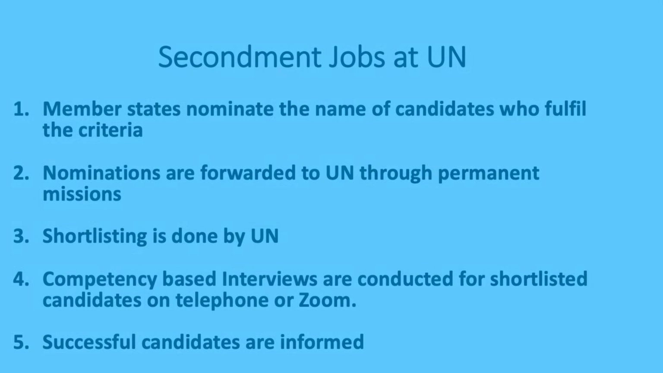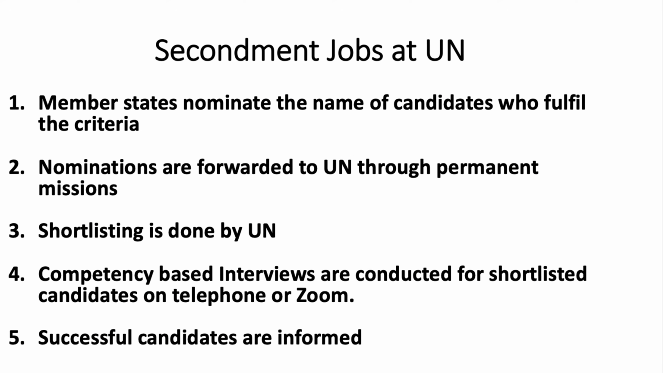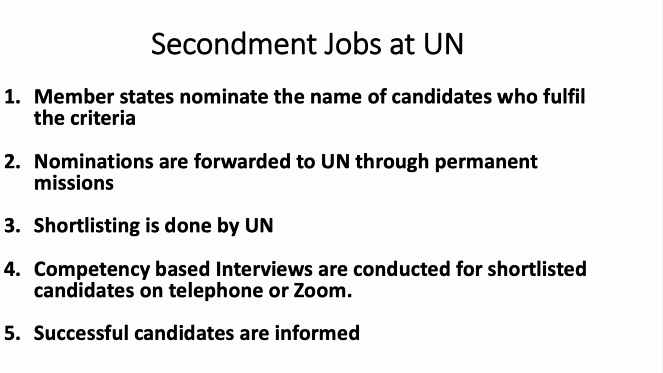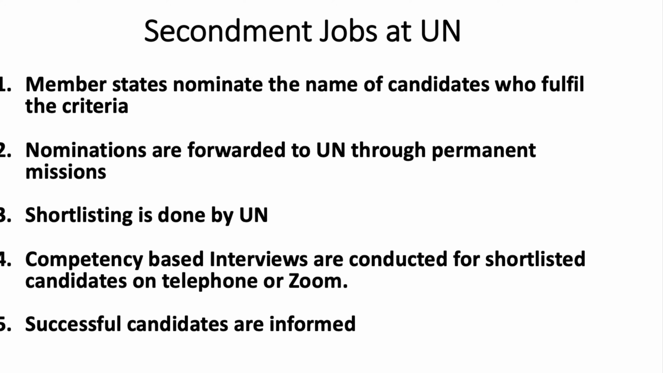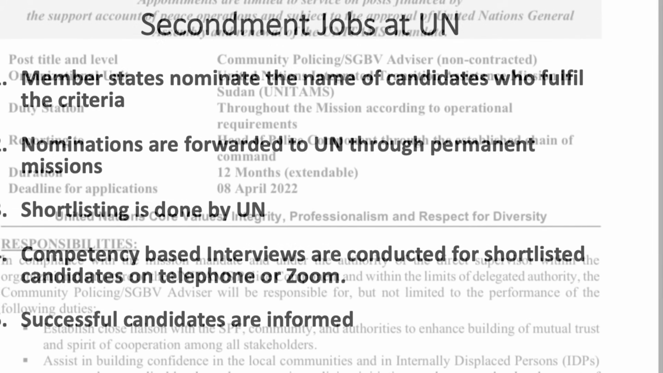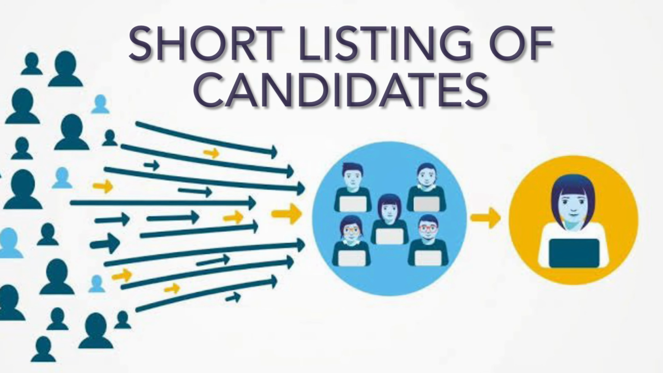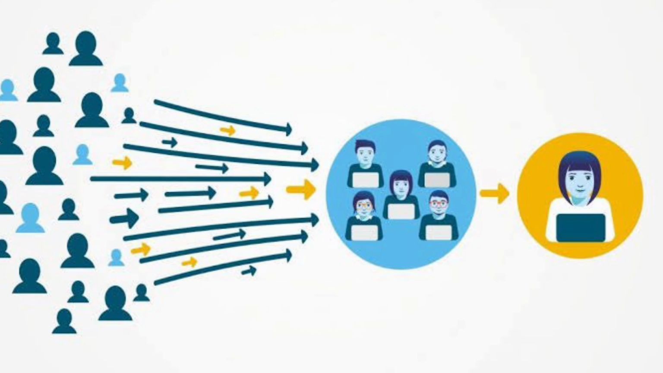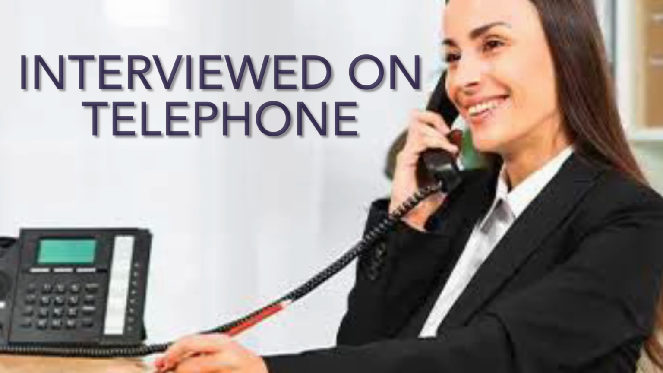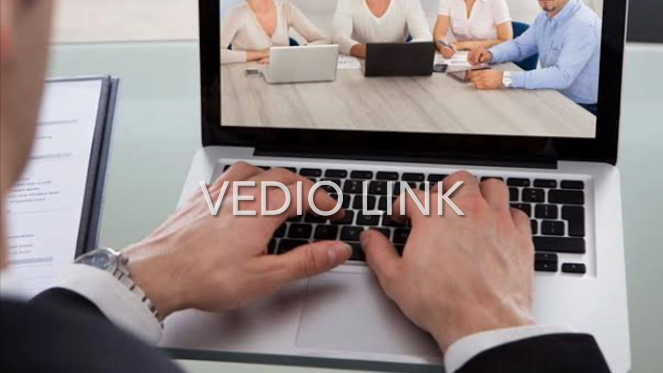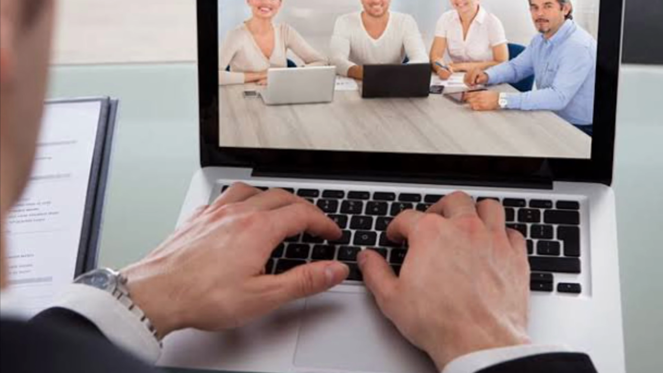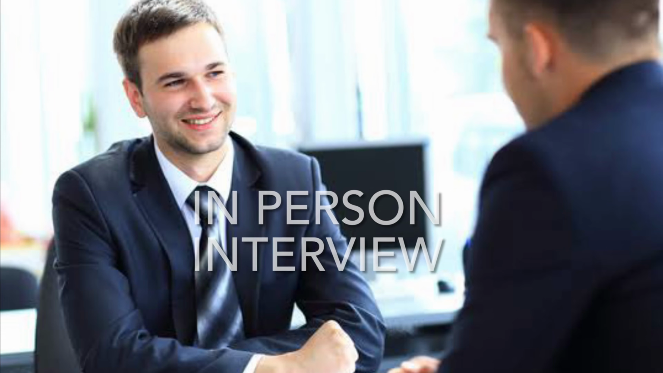For seconded positions, vacancies are sent to different member states by UN and you apply through your respective government. It is the easiest way to enter UN system. Member states nominate qualified candidates to UN, where the process of shortlisting takes place. The shortlisted candidates are interviewed on telephone, video link, or in person. Most of the UN police positions at UN HQ and peacekeeping operations are seconded.